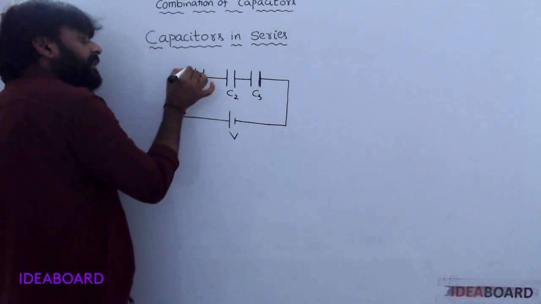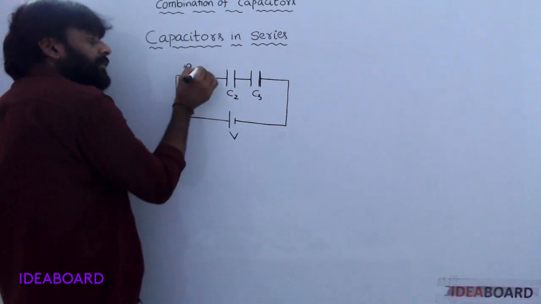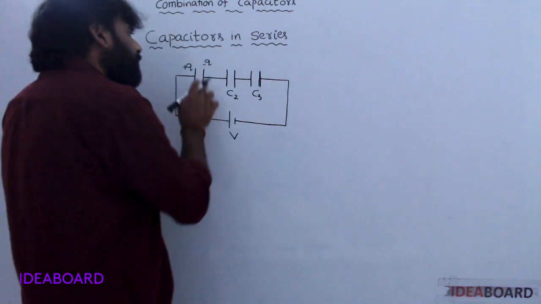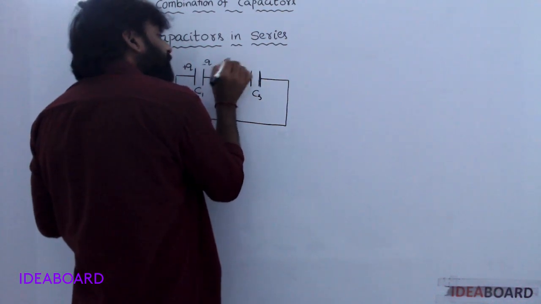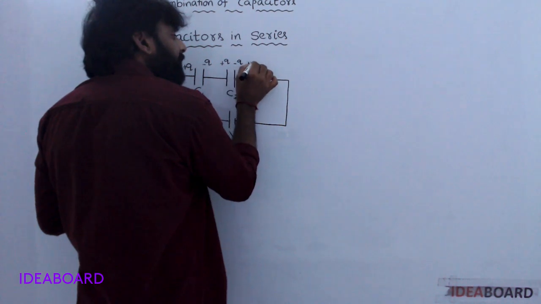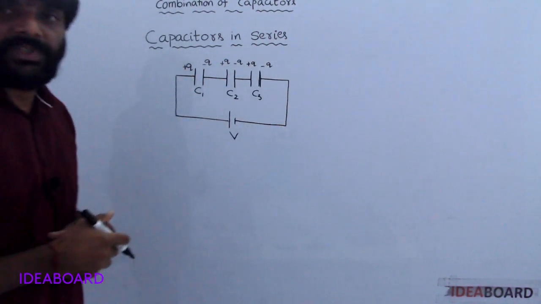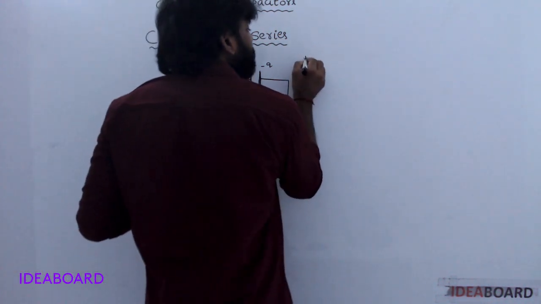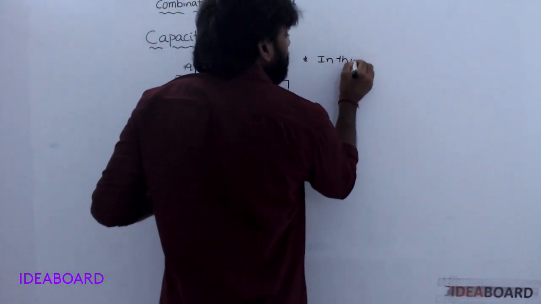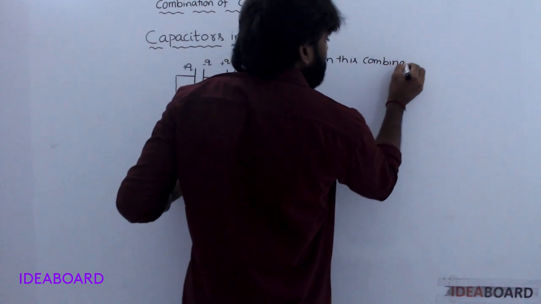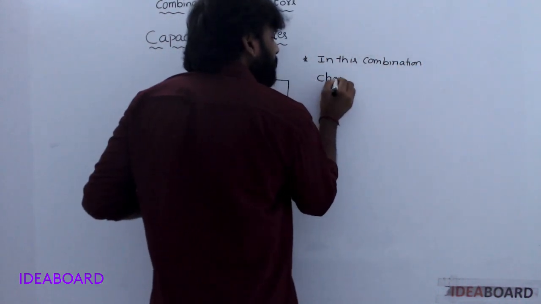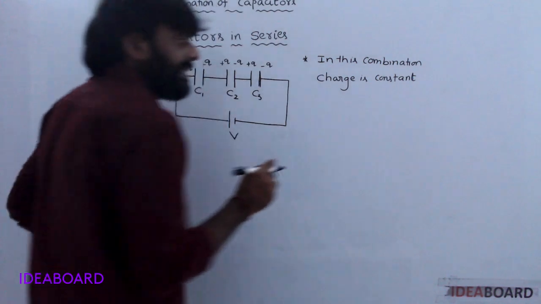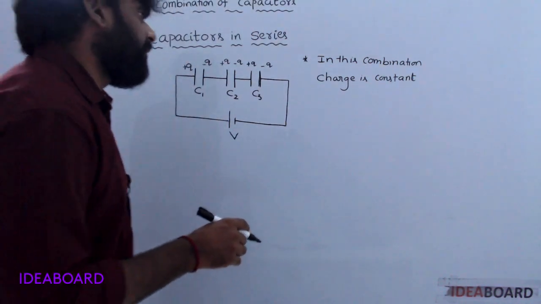Due to conduction, the charge developed on this plate is plus Q. Due to induction, the charge developed on the next plate is minus Q. Again, due to conduction, here the charge is plus Q, and due to induction, minus Q. Here plus Q, here minus Q. That means in a series combination, charge is constant.